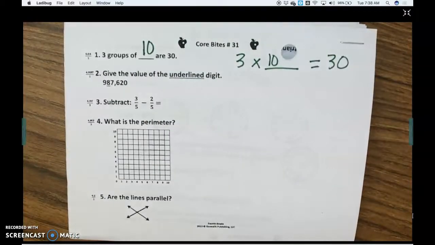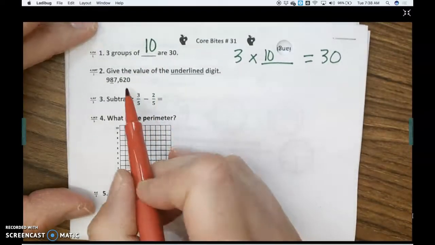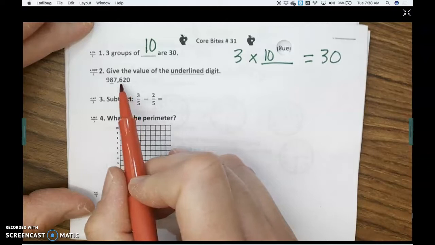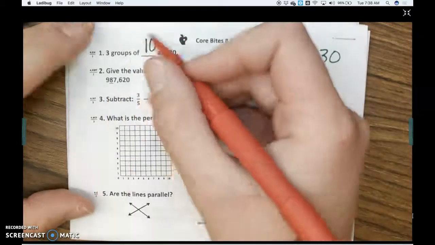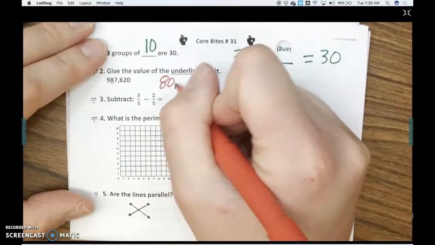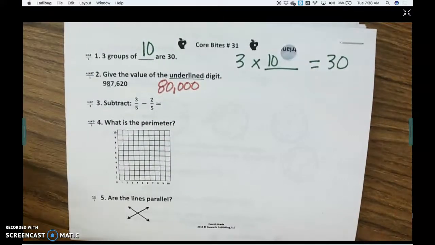For number 2, give the value of the underlined digit. So our underlined digit is 8. And so if you know your place value, ones, tens, hundreds, thousands, 10,000s, 100,000s. So we said 10,000s, so that means your value is 80,000.